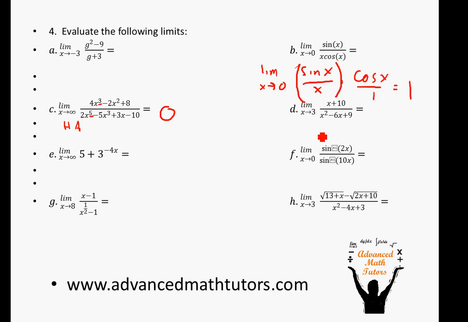Alright, over here. X goes to 3, you plug it in, you get 13 over 0. So there's a vertical asymptote there. That's what that means. We got to find out if they're both going to infinity, both going to negative infinity, or if they split. So here's what we're going to do. We are going to first off factor the bottom. That factors into x minus 3 squared.